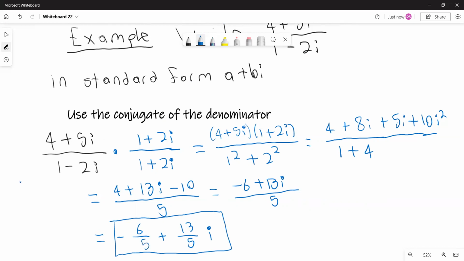So when we have a quotient and we want to write it in standard form a plus bi, we can do it by using the conjugate of the denominator.